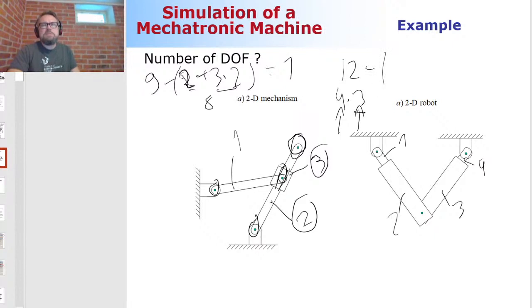Okay, and then let's just subtract the constraint equations from that. There is, not clearly visible, but because of the cylinder, there is a translational joint between body number 1 and body number 2.